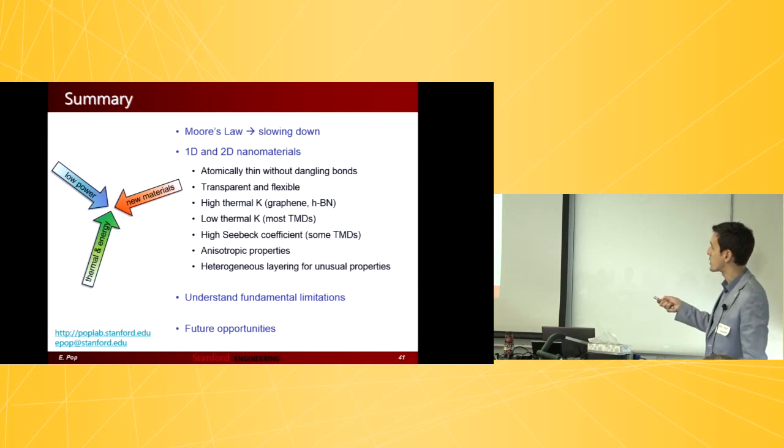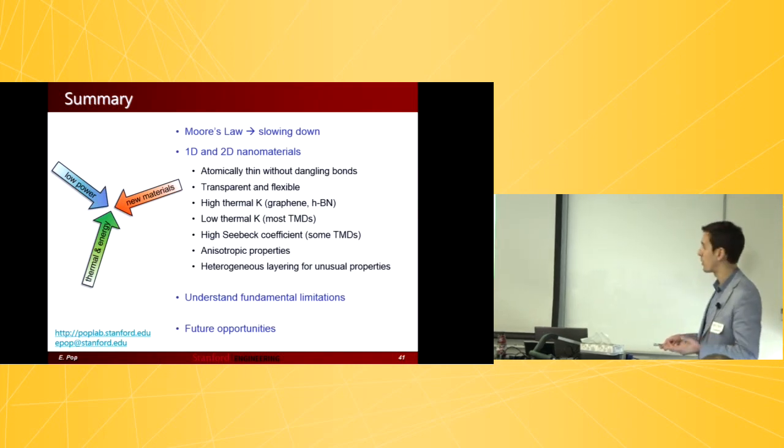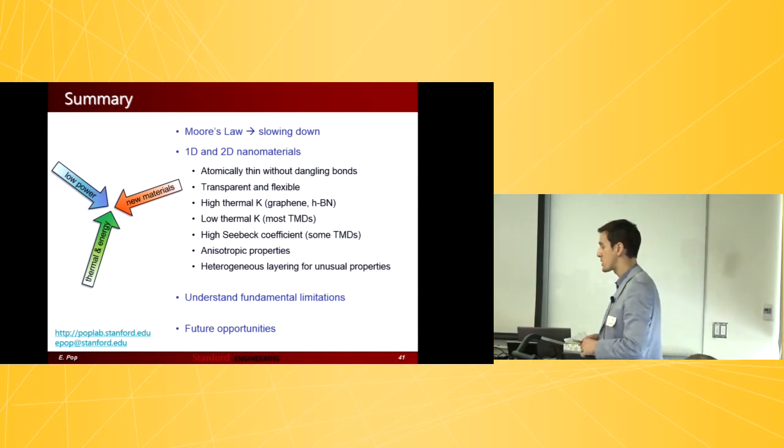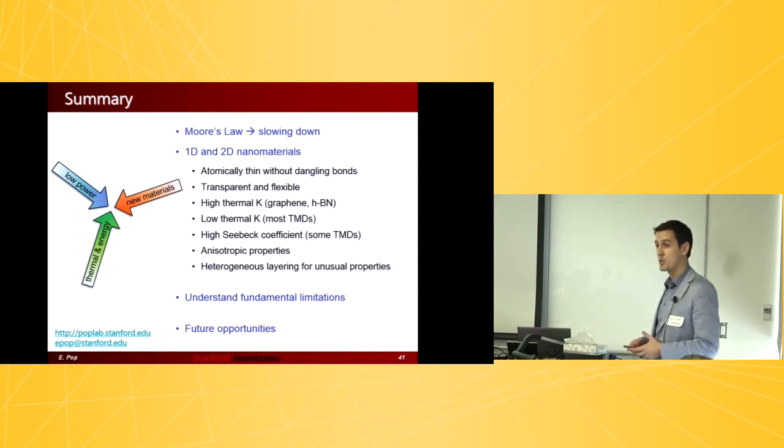Atomically thin, of course. Some of them are transparent. Most of them are flexible. High thermal conductivity for some, especially in plane, right? Low thermal conductivity for most of them, especially out of plane. Some high Seebeck coefficients, but there's a big asterisk there, because the highest Seebeck coefficients are going to be at the lowest carrier density, so not necessarily in a useful regime for thermoelectrics.